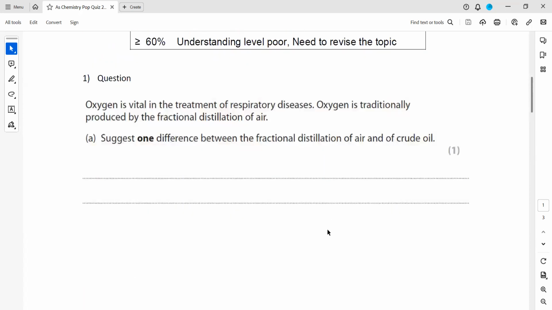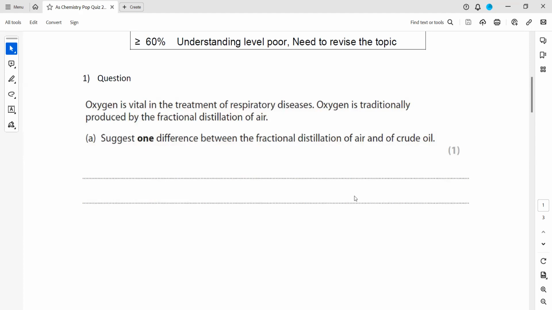The first one: oxygen is vital in treatment of respiratory diseases. Oxygen is traditionally produced by fractional distillation of air. Give just one difference between fractional distillation of air and of crude oil. How are they different from each other?